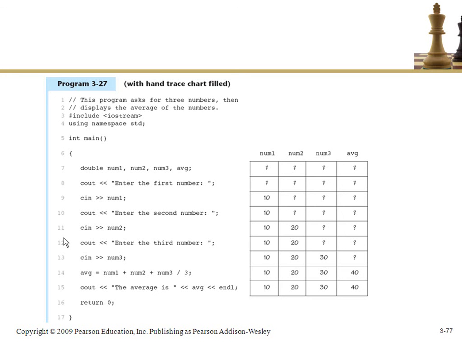What happens in line 14 is we are only dividing num3 by 3, which is 30 divided by 3 is 10, and we are adding it to num1, which is 10, and num2, which is 20. Hence, the average will come out to be 40. And now in line 15, when we output the average, we have num1 10, num2 20, num3 as 30, and average is 40.